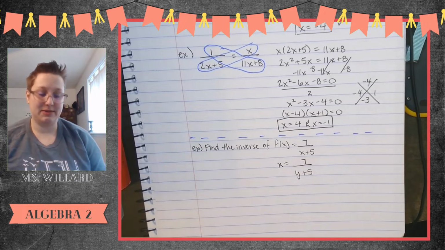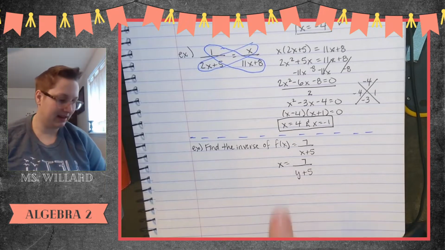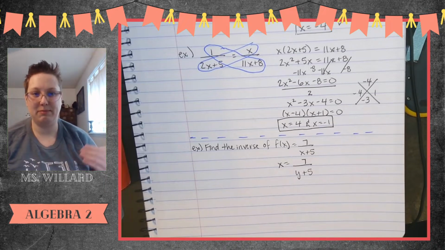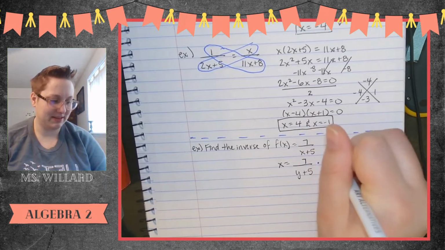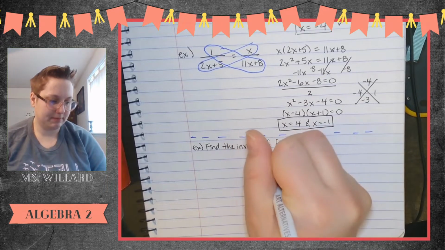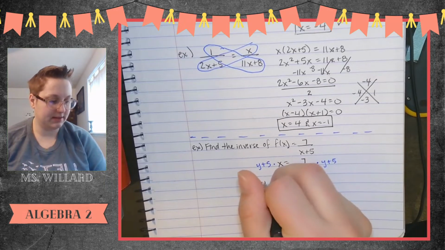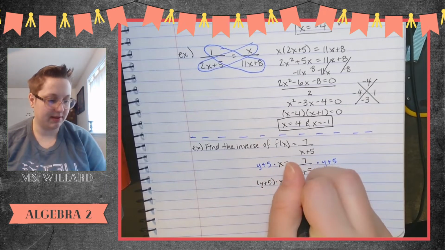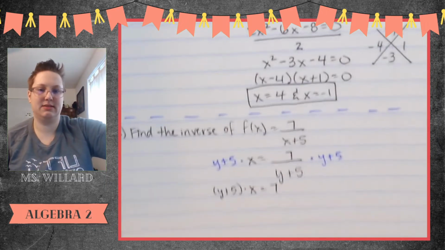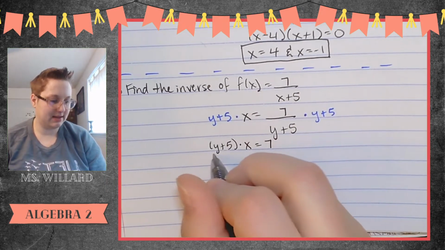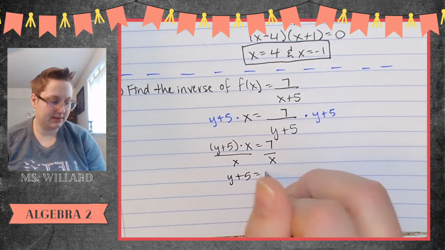So I want to say y equals at the end. So we're going to do that same multiplication we just did. This is kind of like an x over 1. So when I multiply that, actually, no, we're not going to do that at all. Just kidding. We're going to multiply by y plus 5. So I get y plus 5 times x equals 7. Then I'm going to divide both sides by the x because I want the y to be alone. So y plus 5 equals 7 over x.